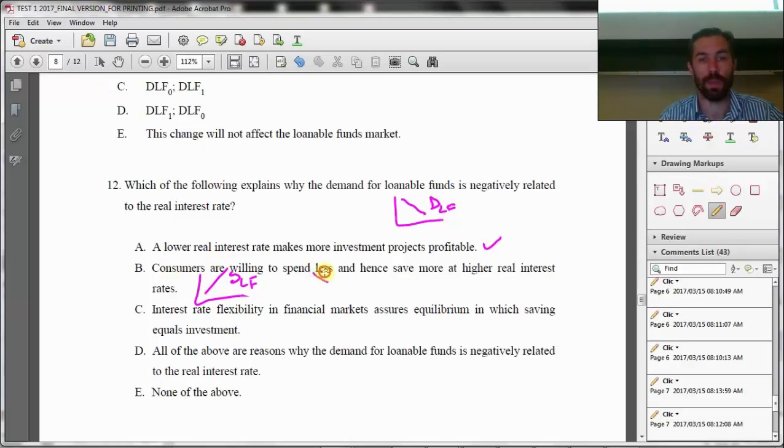So it's not B. C, the interest rate flexibility in financial markets assures equilibrium in which saving equals investment. Okay, so great, that's a description of the equilibrium, or of how equilibrium is reached in the loanable funds market, but it's not a description of why the loanable funds curve is downward sloping. So it's not C, which means it's not D and it's not E, because we've got A over here, so that's pretty good.